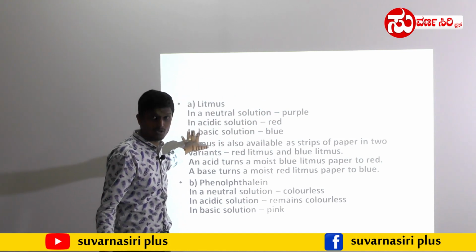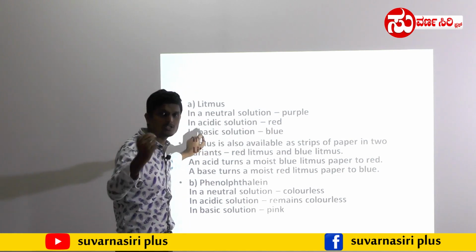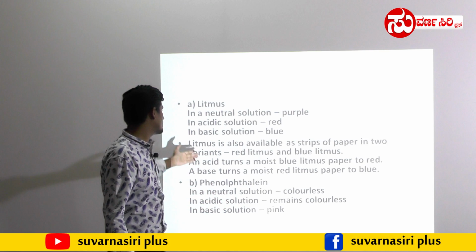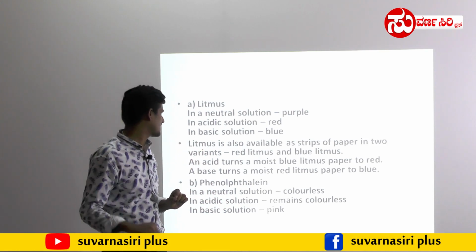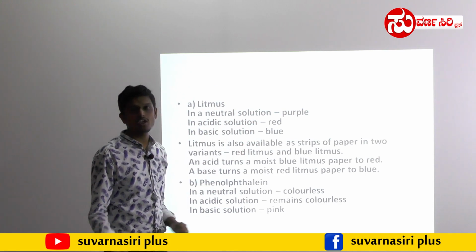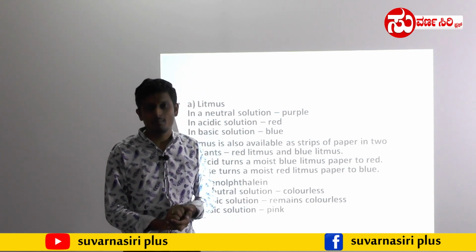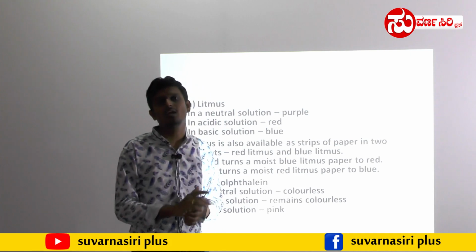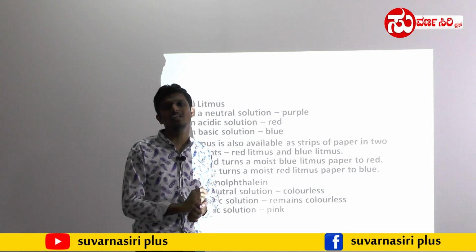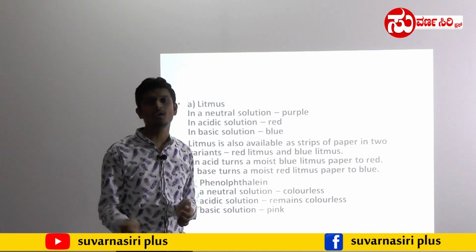If I dip the litmus paper in an acidic solution, it turns red. If I dip it in a basic solution, it turns blue. Litmus is also available as strips of paper, red litmus and blue litmus. One question may arise: to test an acid or base, the litmus paper should be wet. The dry litmus paper will not show any change in color.